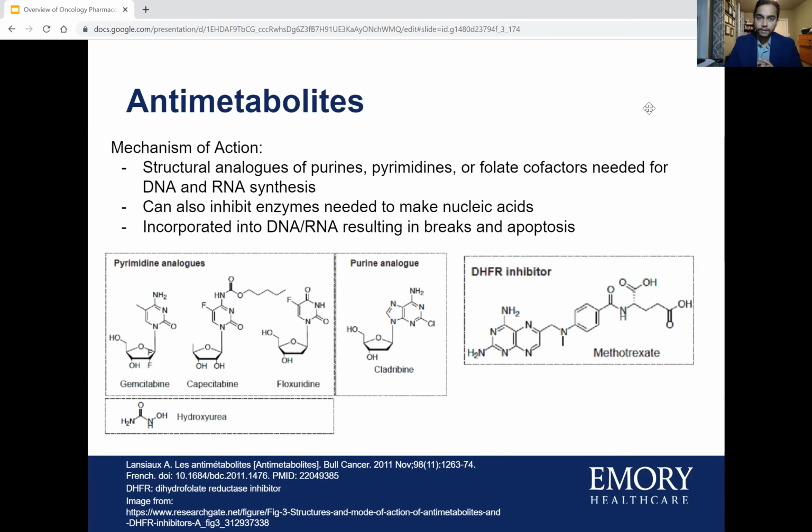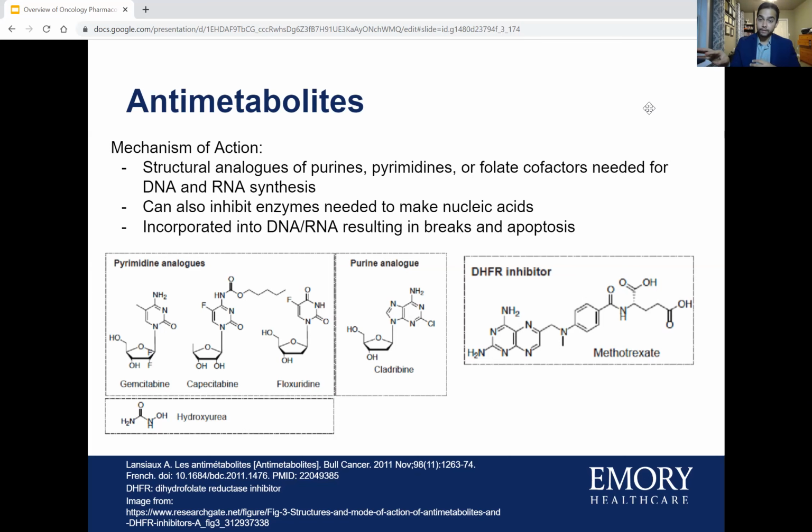So antimetabolites are our next class. We finished alkylating agents and anti-tumor antibiotics. Now we're on antimetabolites. They inhibit the metabolites needed for DNA synthesis. So you'll see in the bottom right the molecular structures of these different drugs that mimic components of DNA, these nucleic acids. They can either mimic our pyrimidines or they can mimic our purines.